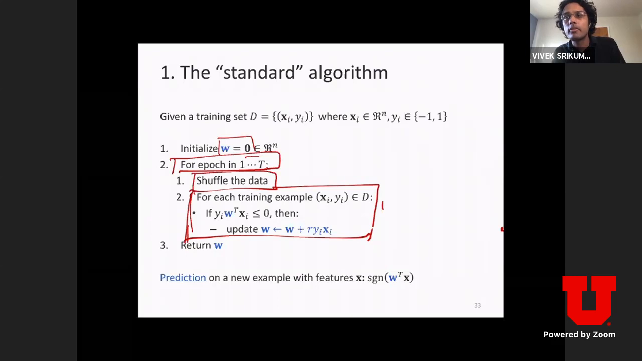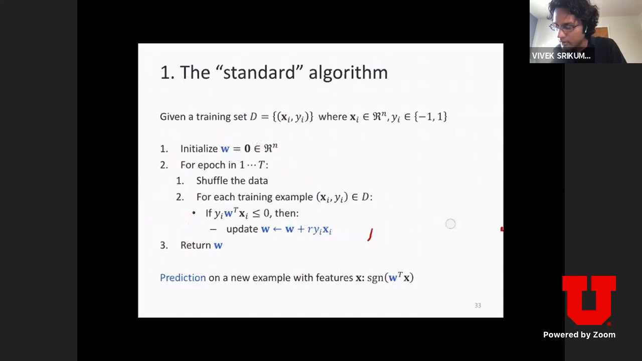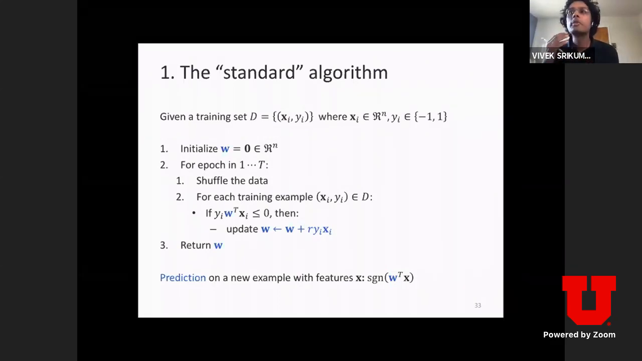So there's another question. Is there a big difference if we use strictly less than or less than or equal to? In fact, I would argue that what's on the slide is a mistake. You should use less than or equal to. Let's think about what's going on. Oh, actually, no, I take it back. It should be less than or equal to. So let's work through this. Consider what happens in the very first example that this algorithm encounters. Because the weights are zero, in the very first example, w transpose x is zero, right?